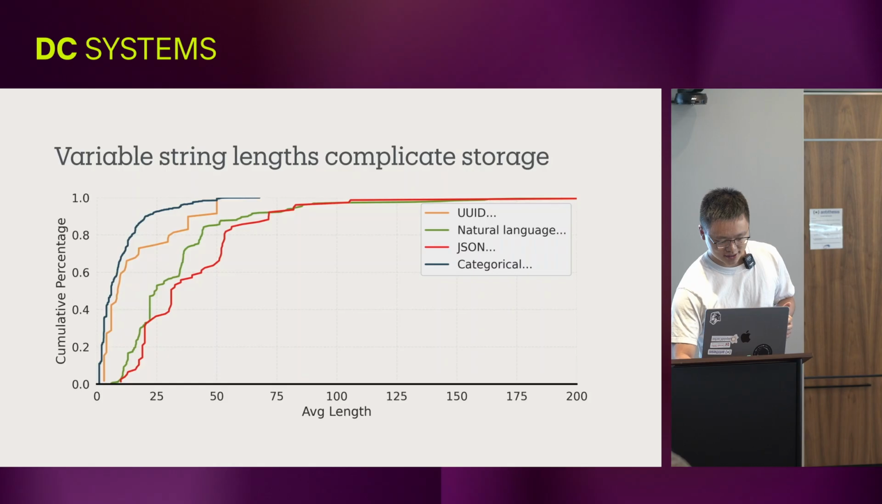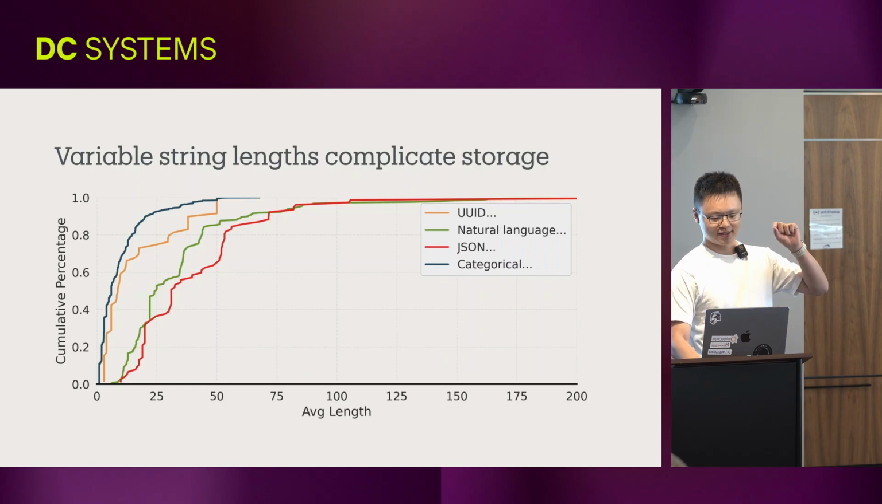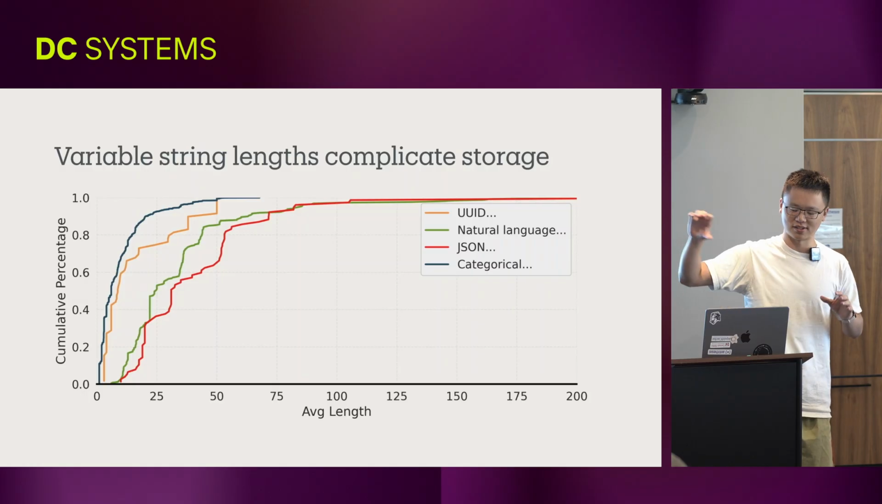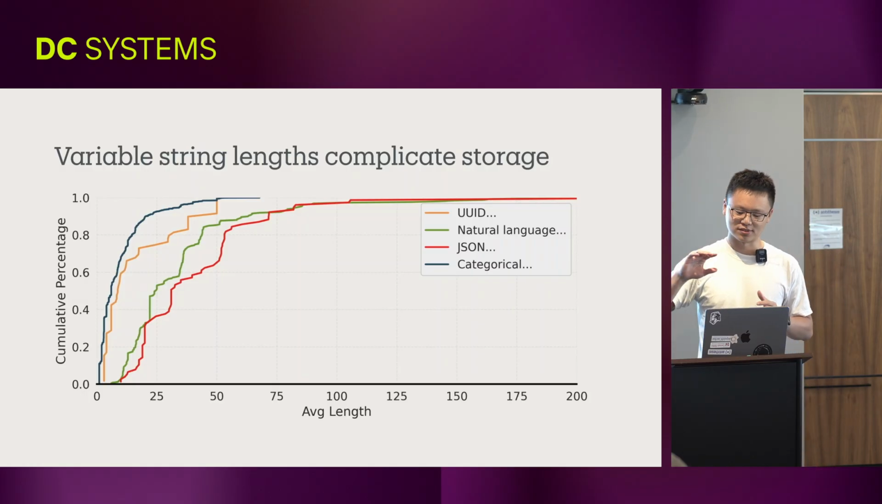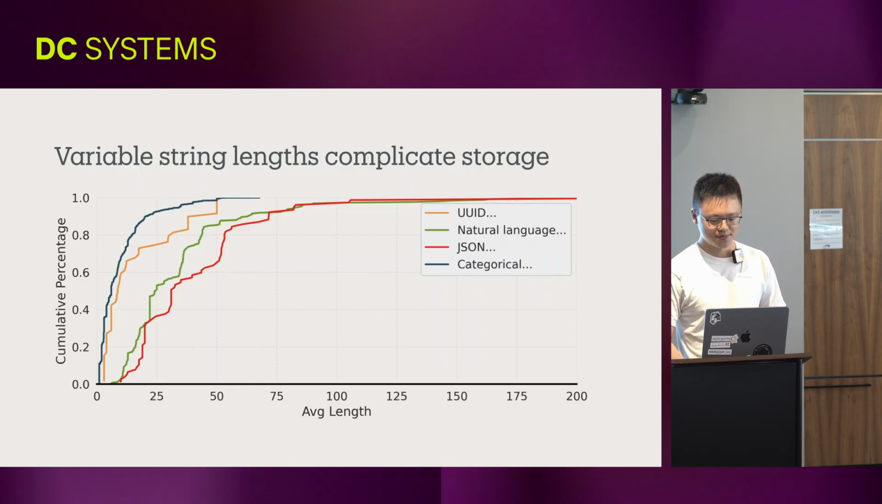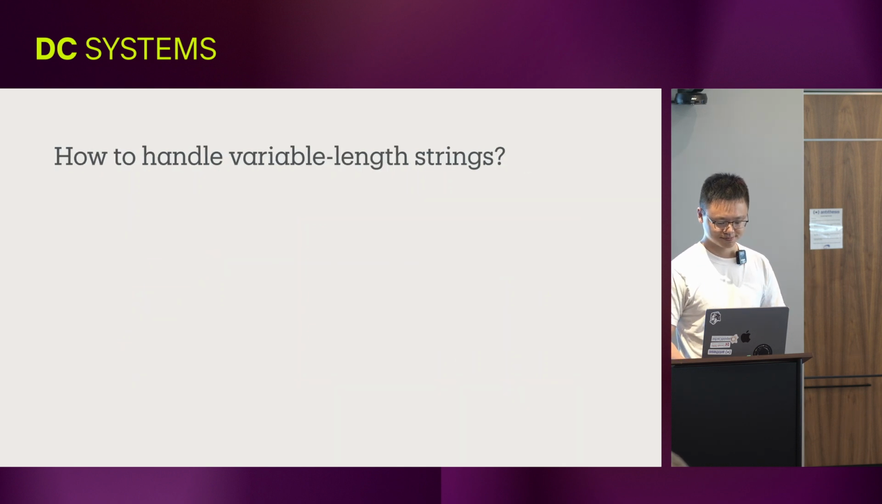For the IDs and the categorical data, they stop at around 64 bytes average length. But for the JSON and natural language data, there is a long tail of average length, so they can go super long. And this variable length, diverse set of string lengths complicates storage. So let's review how people store those variable length strings.